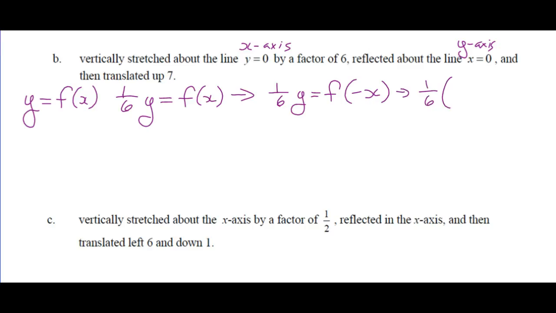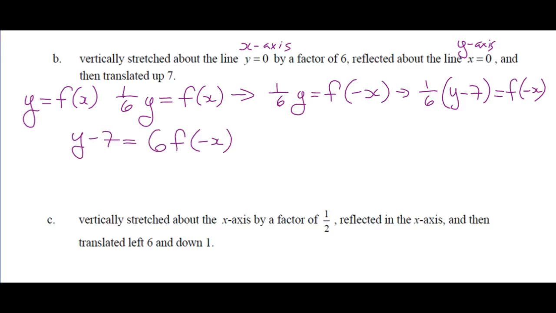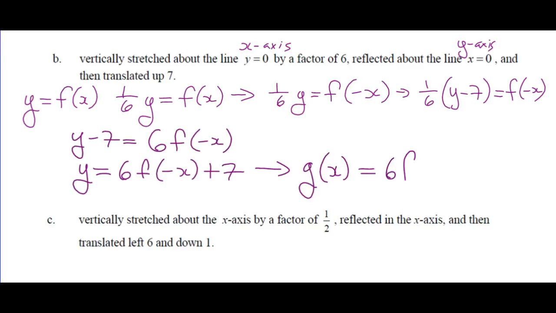Get a 1/6, but instead of y, I write. Yeah. Okay. Now, it's not the form we want. Okay, so now we're going to go y minus 7 is 6 f of negative x. And then we're going to go y is equal to 6 f of negative x plus 7. Then we're going to replace the y with the g of x, because it asks for it in the form g of x equals, right?